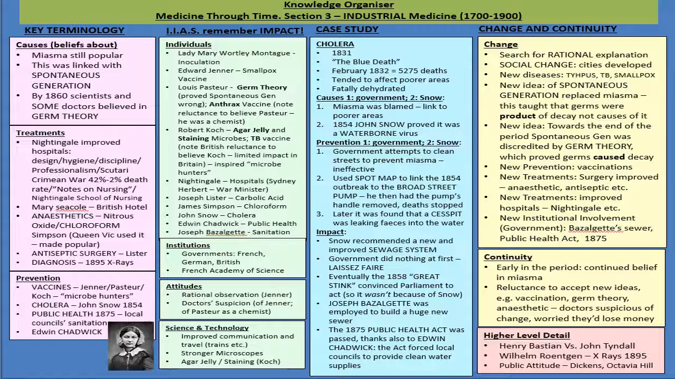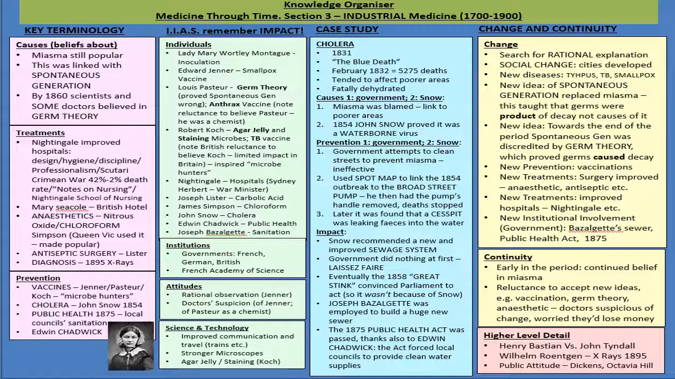Cholera, the efforts of John Snow in London. The Public Health Act of 1875 means the end of government laissez-faire. The government is now getting involved in people's health. And Edwin Chadwick is the man who surveyed London and recommended a Public Health Act. So there's a few more names to learn. Prevention towards the end of this time period is becoming more important. Let's move on to individuals.